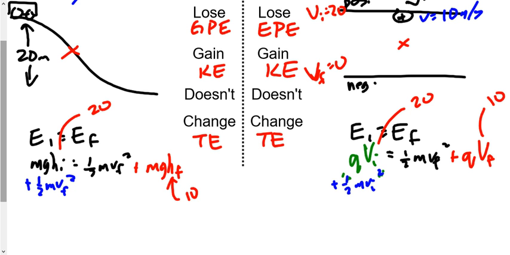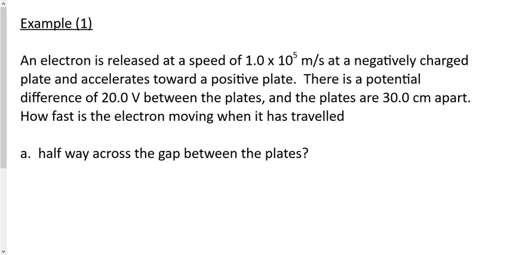Let's do an example. You have this example written down for you already in the handout that I gave you. It says the electron is released at a speed of 1 times 10 to the 5 meters per second at a negatively charged plate and accelerates toward a positively charged plate. So this is an electron. Read this first sentence carefully, okay? This is an electron that's released at this speed and accelerates toward a positive plate. Is that going to speed up or slow down? Speed up. That's like a car doing what? That's like a car going down a hill.